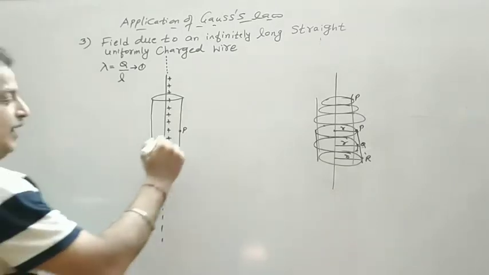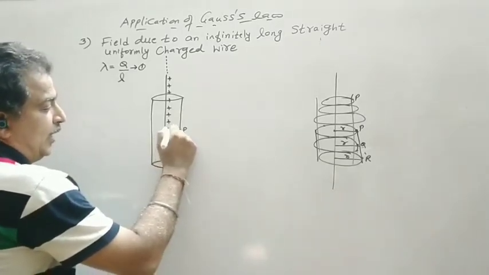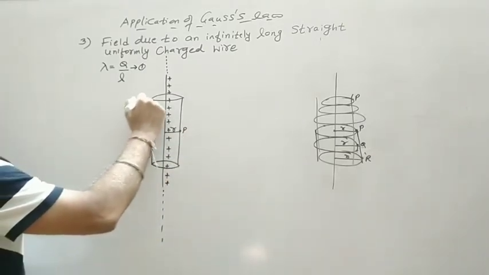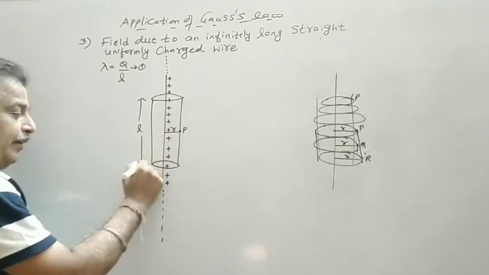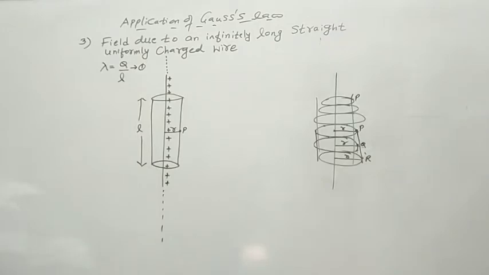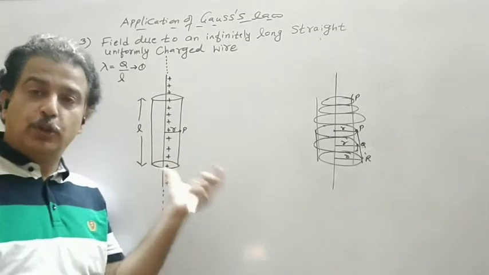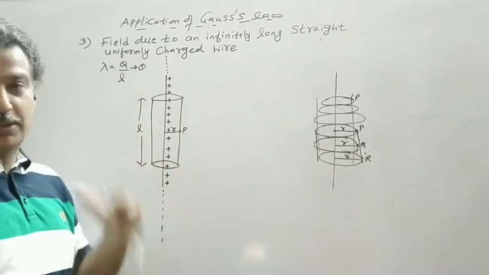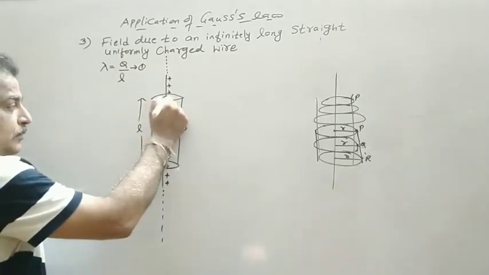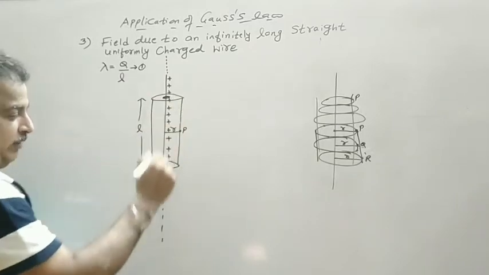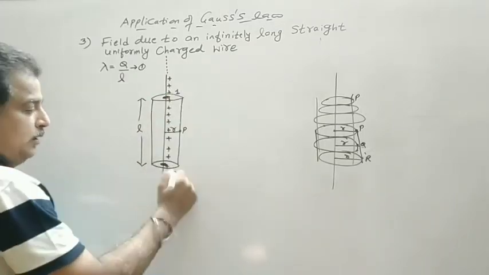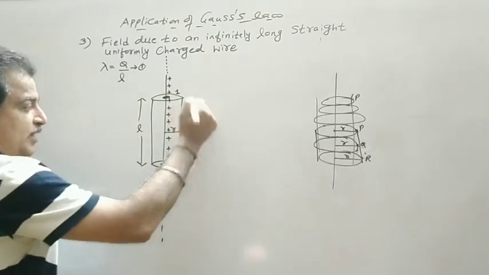The field lines are radially outward. Let R be the radius of this cylinder and let the length be L. So this is our imaginary Gaussian surface, a cylindrical Gaussian surface. Now we know that the cylinder is made up of three parts. Now I take a small element of this cross section. We have two cross sections. So this is phase 1, phase 2 and this is phase 3.